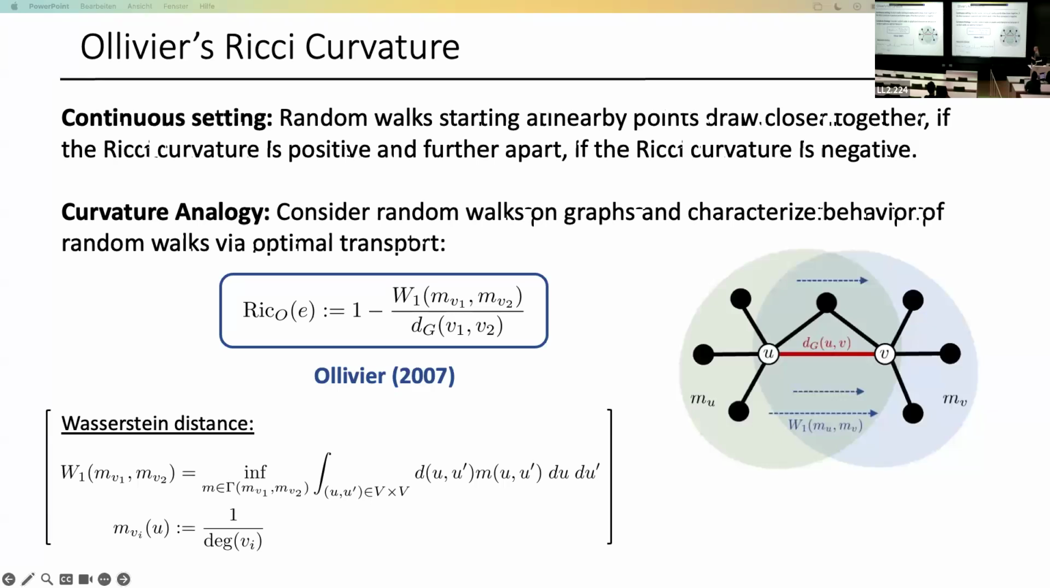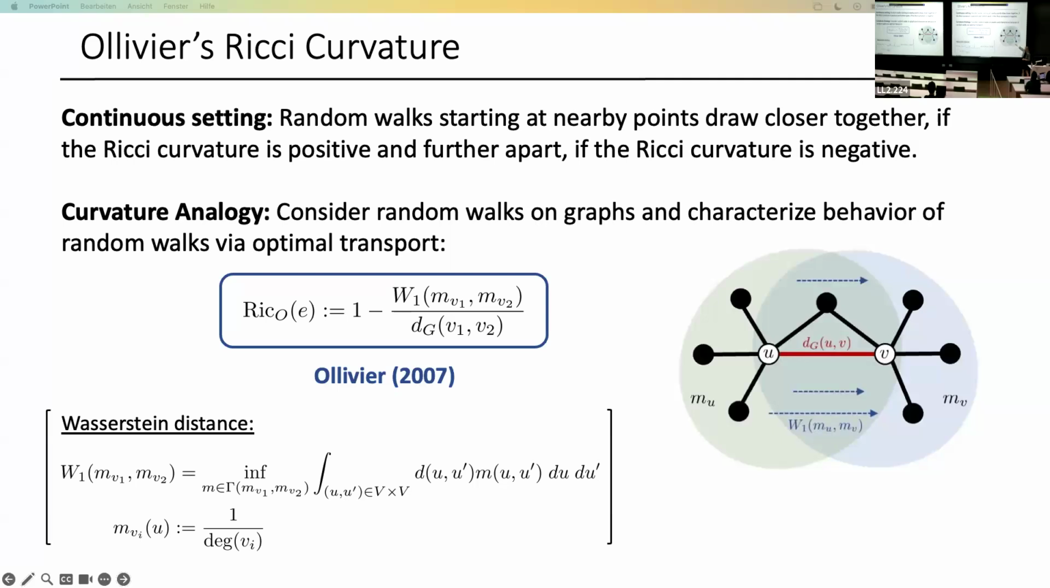And then we want to measure the behavior of the trajectories that those random walks introduce by looking at the measures that they induce. And whether those random walks are likely to stay nearby or draw apart, we can measure with the Wasserstein-1 distance between those two measures. So essentially, we solve an optimal transport problem.